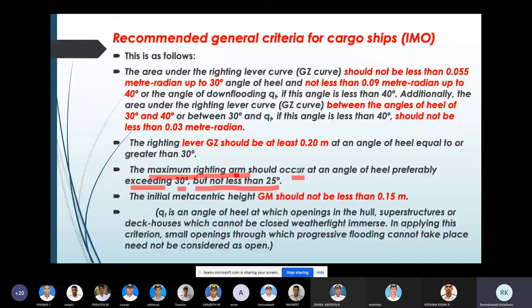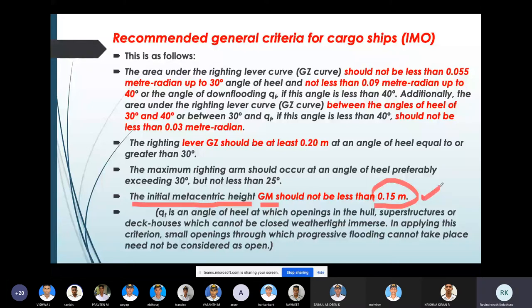Okay. So then we come to the last requirement, which is the initial metacentric height, GM, should not be less than 0.15 meters. Your minimum GM value should not be less than 0.15 meters. So this is your final requirement.